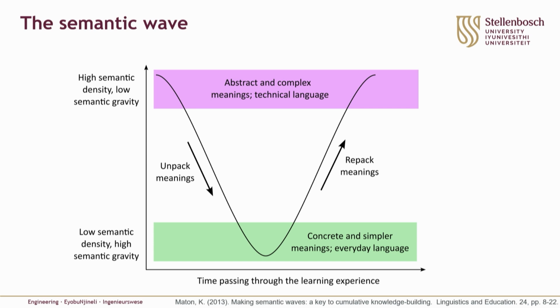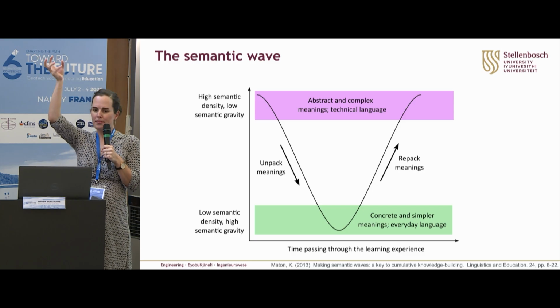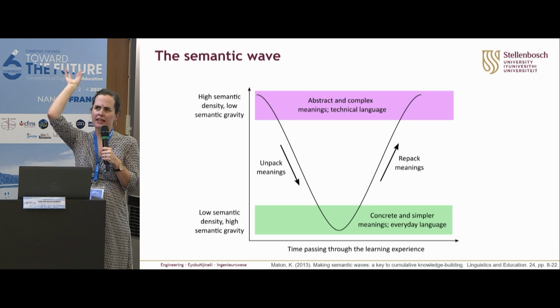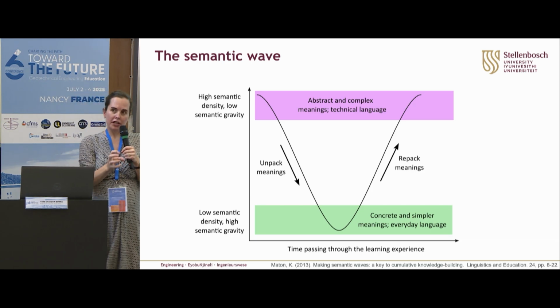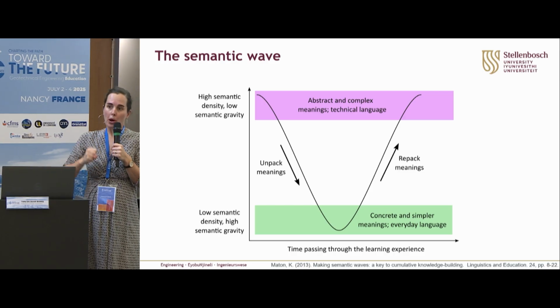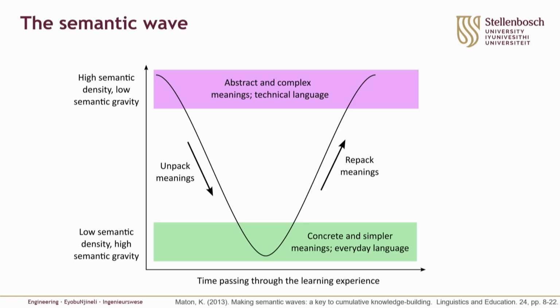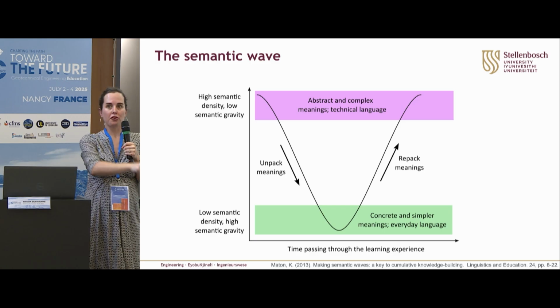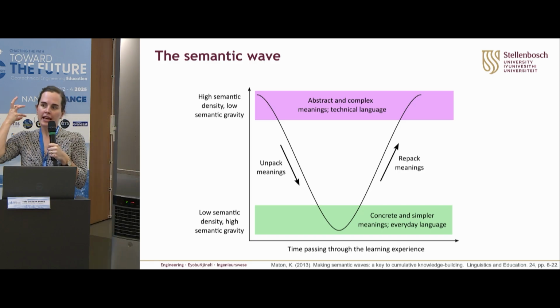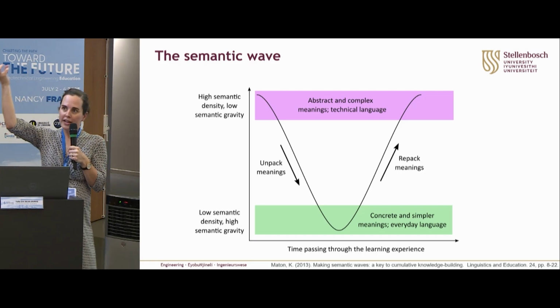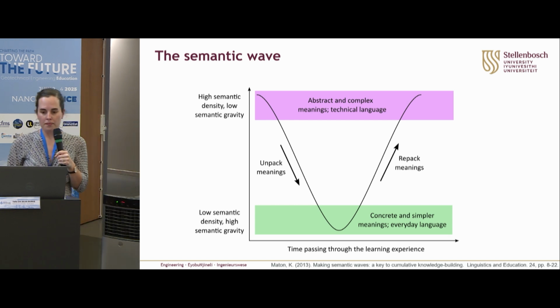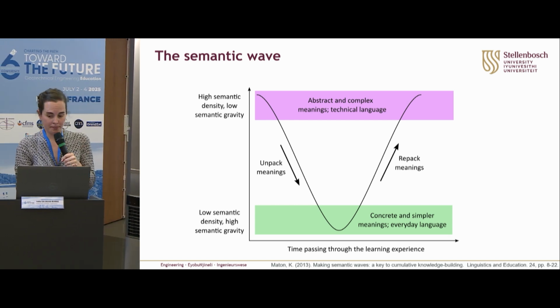You would have seen Charles present the semantic plane. Another tool that we use is the semantic wave. This is where we go from high semantic density, so abstract and very technical, and then we go down into concrete and simple, and then we go back up again into abstract and complex. Our goal is to intentionally cycle up and down through these waves so that students can keep linking the theoretical knowledge to the concrete application.